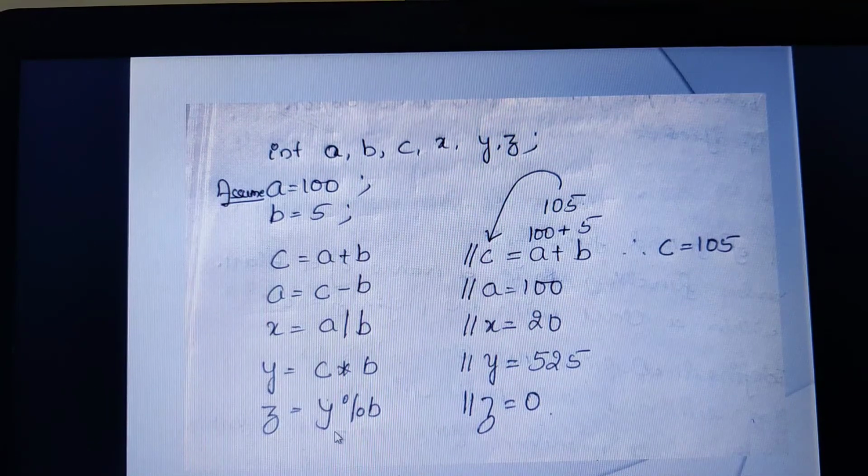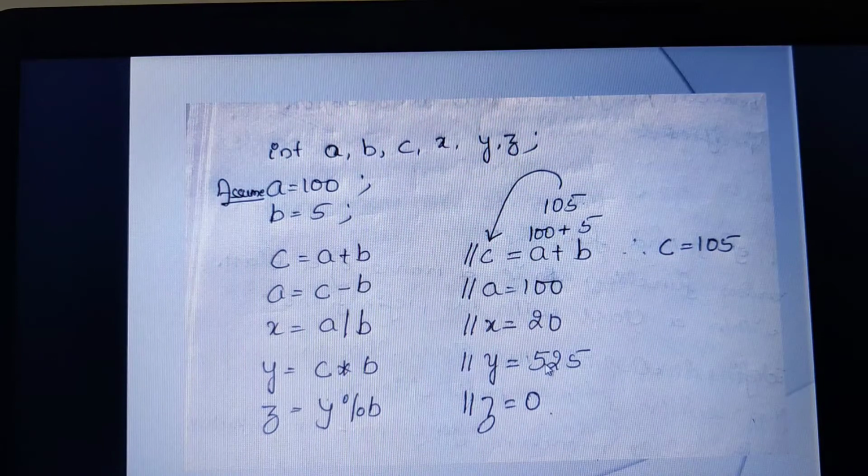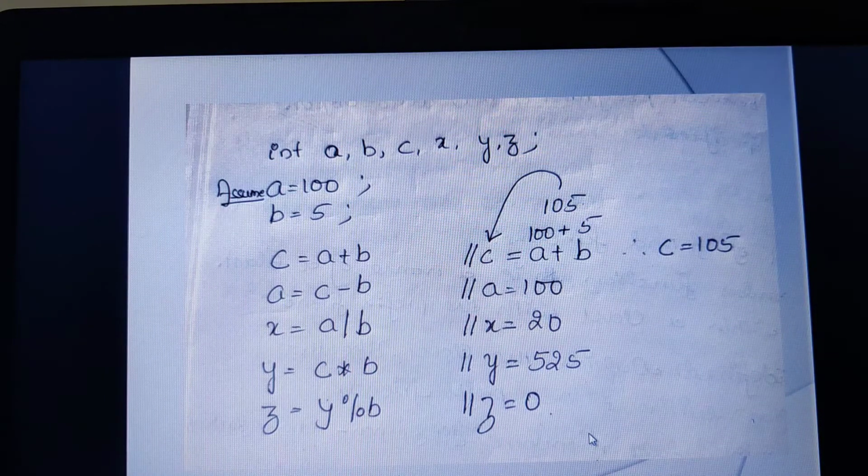Next is Y mod B. This is not percentage, this is the modulus operator. Just now we have got Y, that is 525. 525 divided by 5. This gives us the remainder, not the quotient. Therefore, you do the division and you will get the answer as 0, whereas otherwise you would be getting the quotient. So this is how we can use the arithmetic operators in programming.